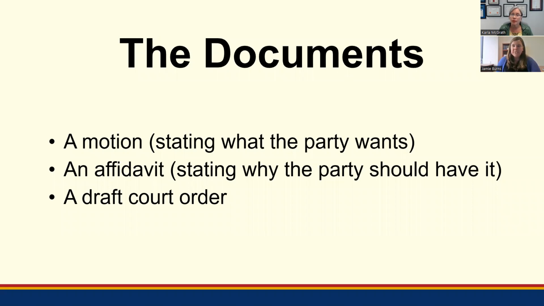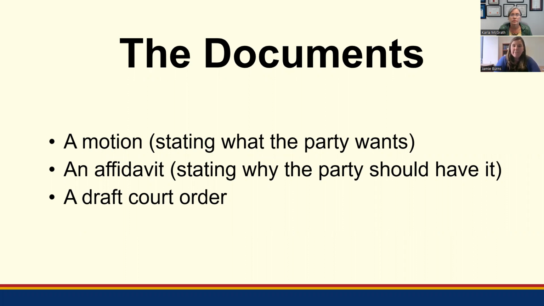So, turning to your documents. Now you're ready to start writing your motion for substituted service. What are you going to need? First, you're going to need a motion. In the Family Law Rules, this is the Form 14B motion form. This is going to state what the party wants. Here, what we want is to serve these documents on the opposing party by this method.